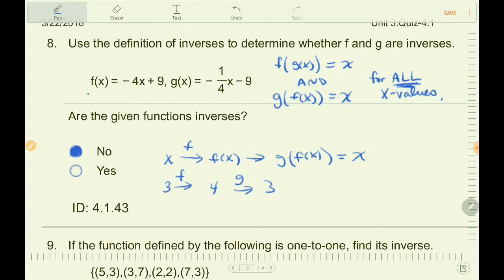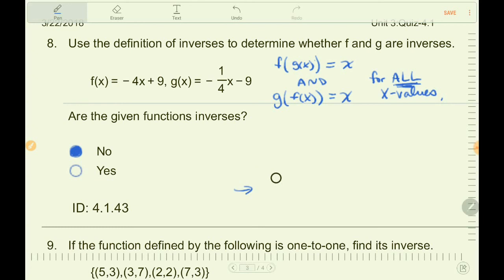So I would have to try to go through every single possible x value, which is impossible, because the domain of f of x, since this is a linear equation, a slanted linear equation, is infinite. It's negative infinity to infinity. There are no limitations on x. So I would have to test every single x value, and that is just simply impossible.